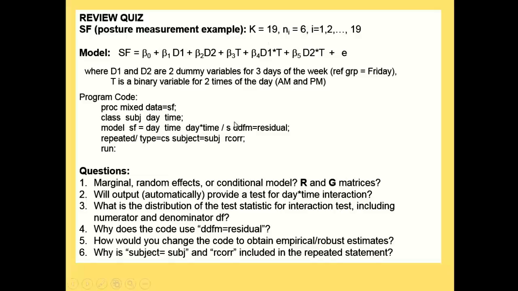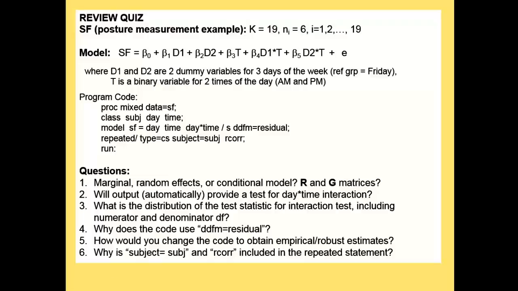Why does the code use that? Why does the code say DDFM equal residual? Why doesn't it say contain or something else? We talked about this last time; I'm reviewing. Because the model is a marginal model. When the model is a marginal model, regardless of what the correlation structure is, the typical thing that people do is you use the residual, because you're not taking something out for random effects. You don't have any random effects. You're not removing random effect degrees of freedom.